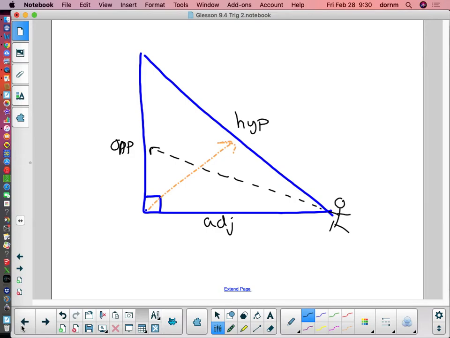Yesterday we looked at identifying the sides of the triangle and setting up sine, cosine, and tangent. Okay? We learned our magic phrase, SOHCAHTOA, which helps us identify, remember, the functions are not SOH, CAH, and TOA.